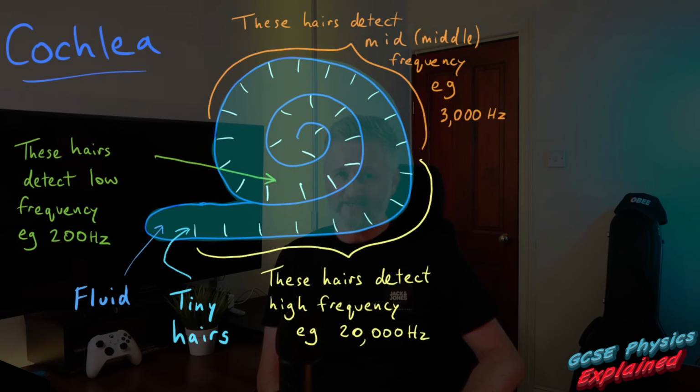Different hairs detect different frequencies of sound. The hairs at the front of the cochlea detect high-pitched sound. The hairs in the middle of the cochlea detect medium-pitched sounds, such as a trumpet or human speech. And the hairs at the top of the cochlea, or at the back of the cochlea, detect low-pitched sounds such as a tuba or a bass drum.